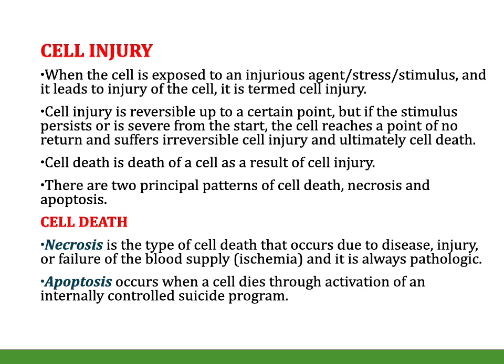There are different types of cell death. We have four or five, and even in newer books, you will see seven. But for the most part, we'll be limiting ourselves to two major types of cell death: necrosis and apoptosis. Necrosis is the type of cell death that occurs due to injury, and it can also be due to a failure of blood supply. We learned about this term last time. This is known as ischemia. Necrosis is always pathologic.